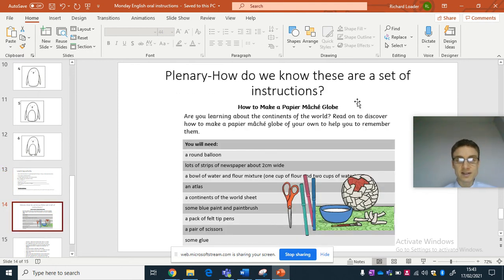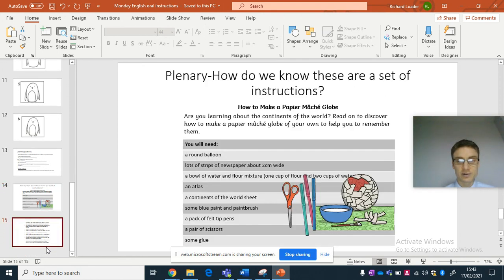How do we know these are a set of instructions? What things do they have? What things do they include?